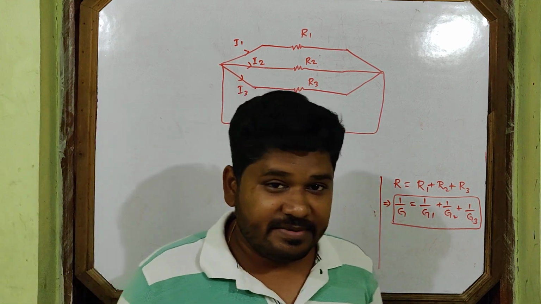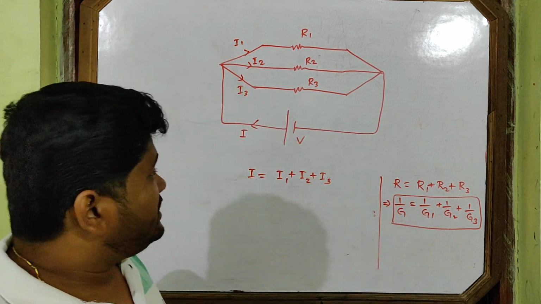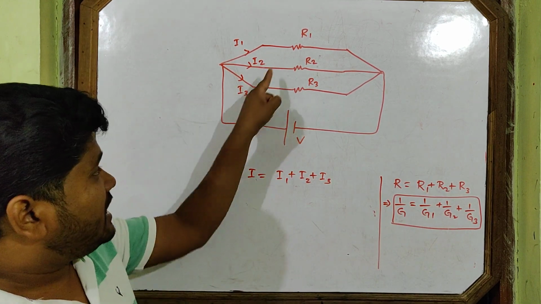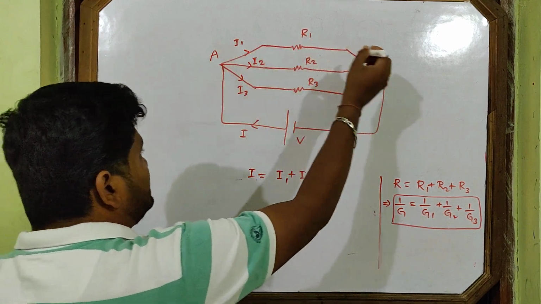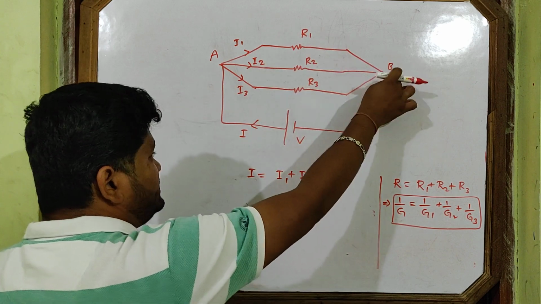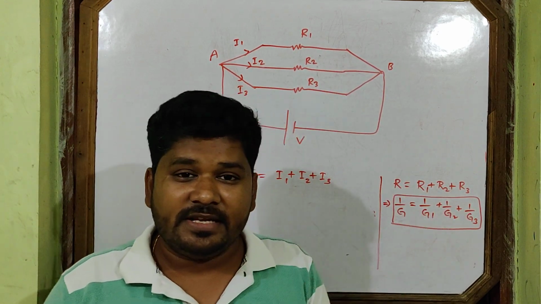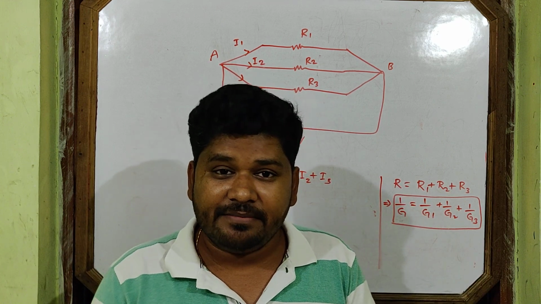But what about the potential difference? That remains the same. How? Because the terminals of all the three resistors are the same. R1 terminals, A and B. R2 terminals, A and B. R3 terminals, A and B. As all the three resistors have the same terminals, the potential differences will obviously be the same.